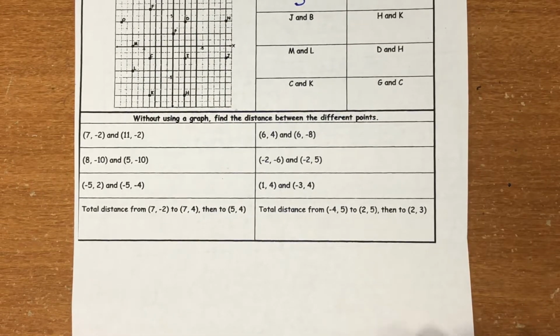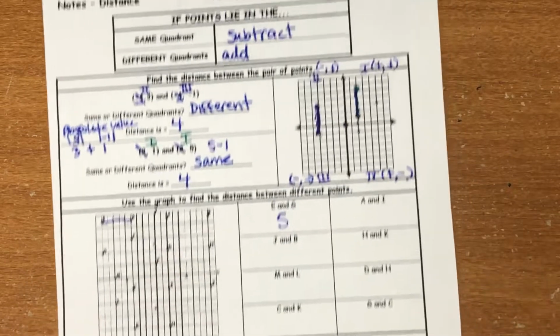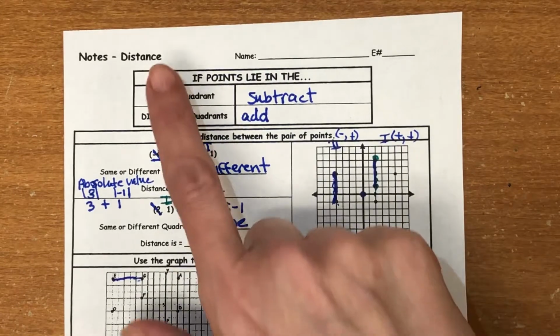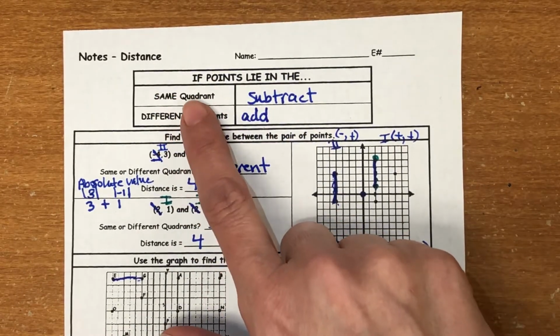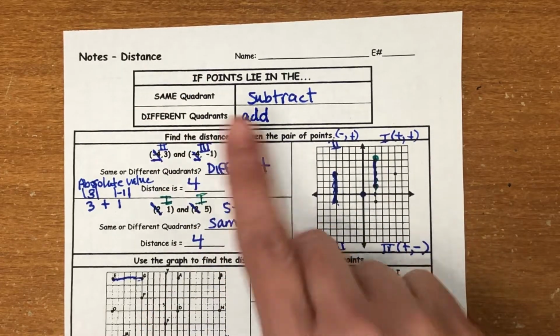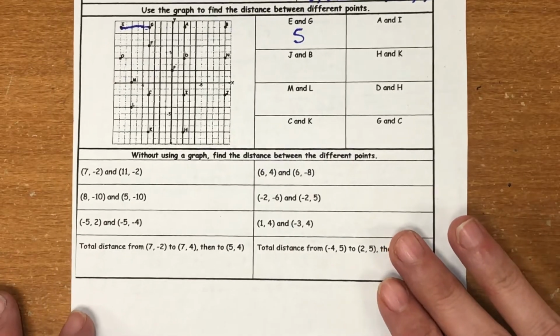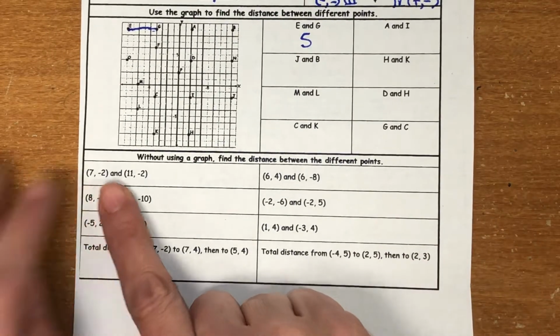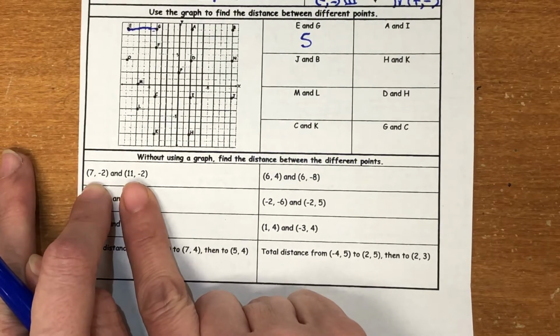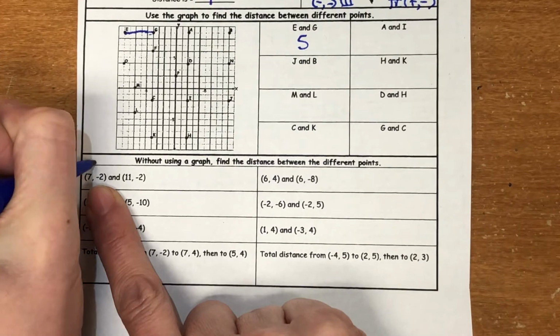I'm going to do a few with you, and then you can do some on your own. Reminding you of the rule. Remember, if the points lie in the same quadrant, you're going to subtract. If they lie in different quadrants, you're going to add, okay? All right, so let's take a look at down here. So (7, -2) and (11, -2). Okay, so (7, -2), that's in the fourth quadrant.